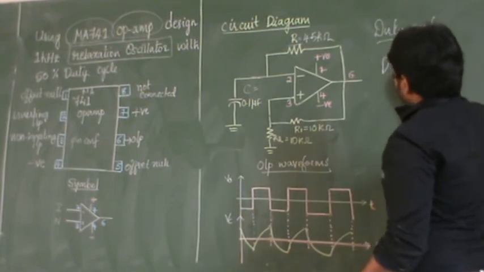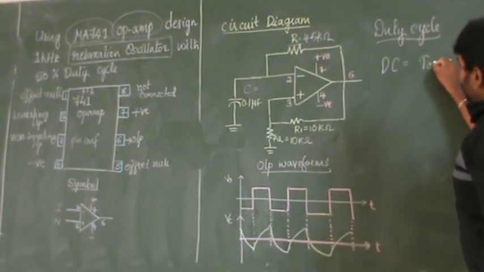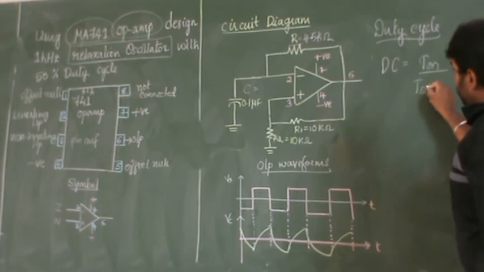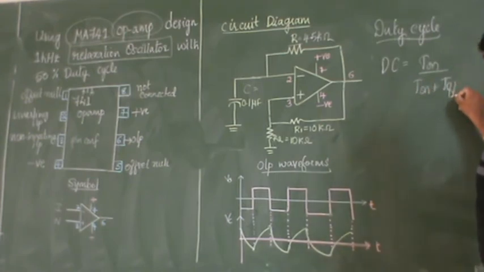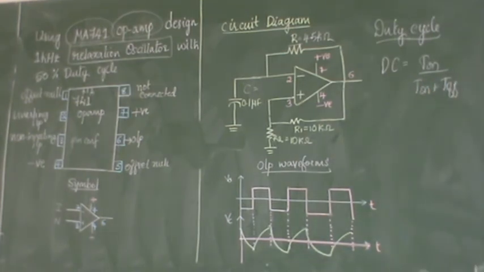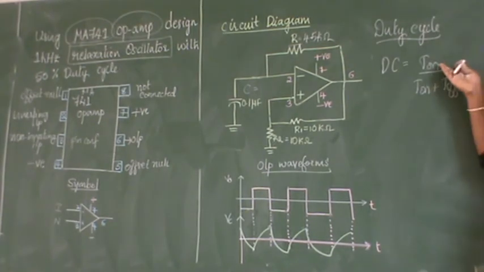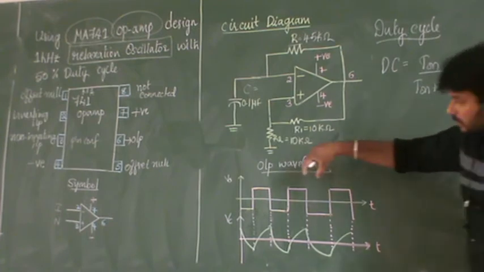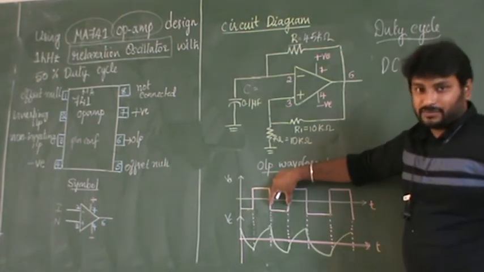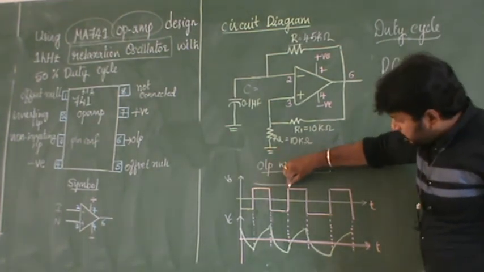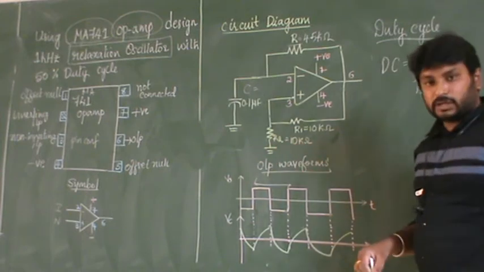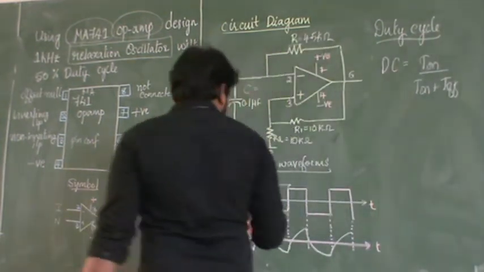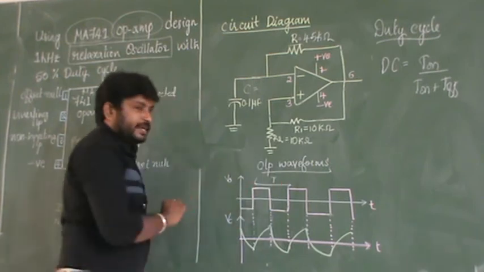Duty cycle is given by T on divided by T on plus T off. Duty cycle is equal to T on divided by T on plus T off. What is this T on? What is this T off? This is nothing but T on, and this is nothing but T off. So this complete period is called T on plus T off, and that is also called capital T.